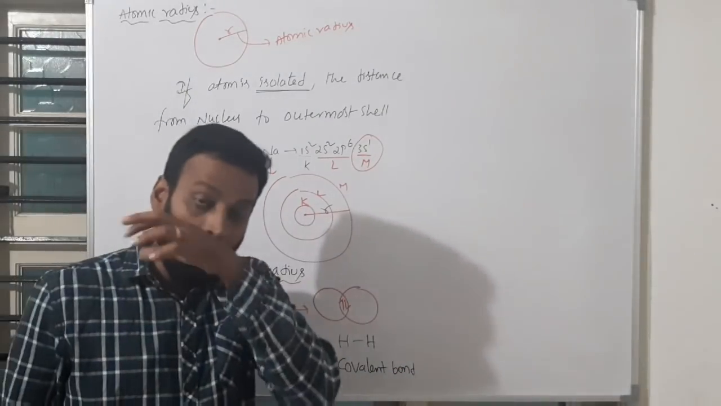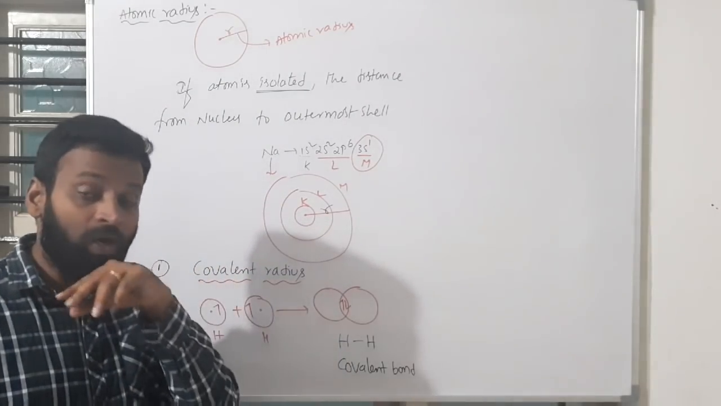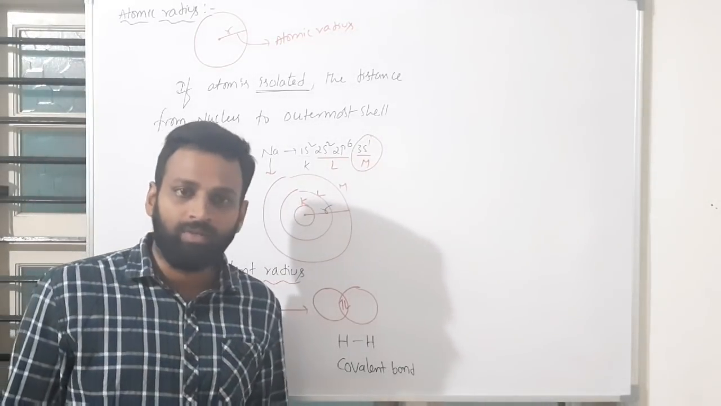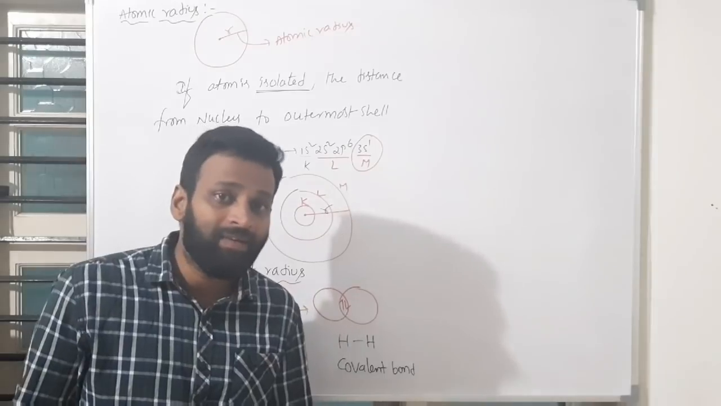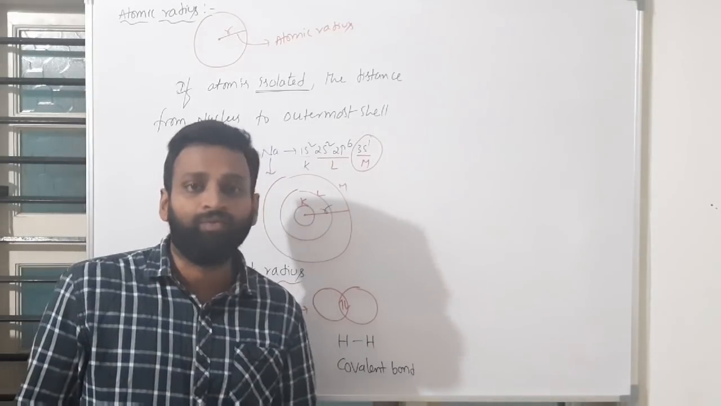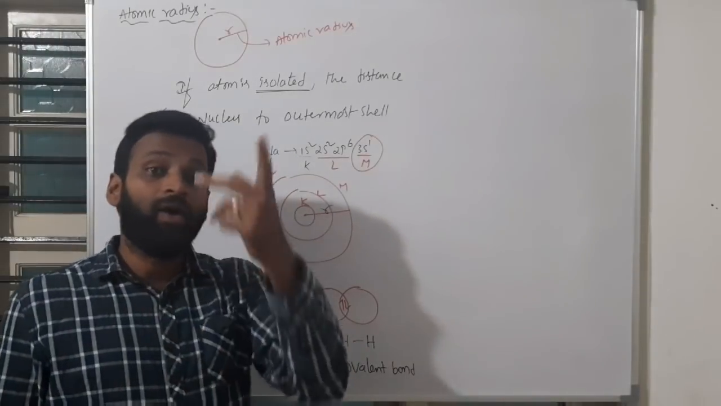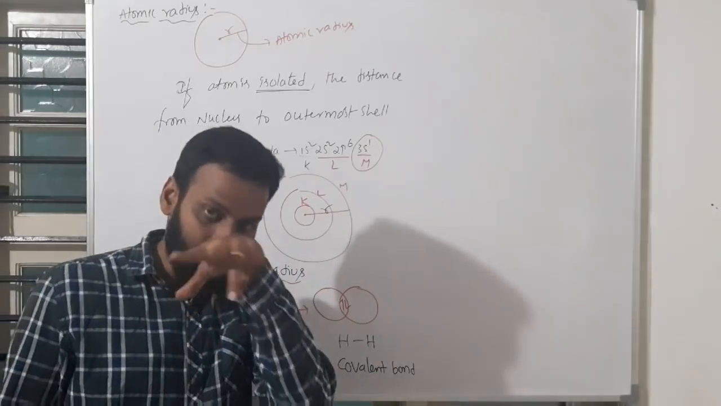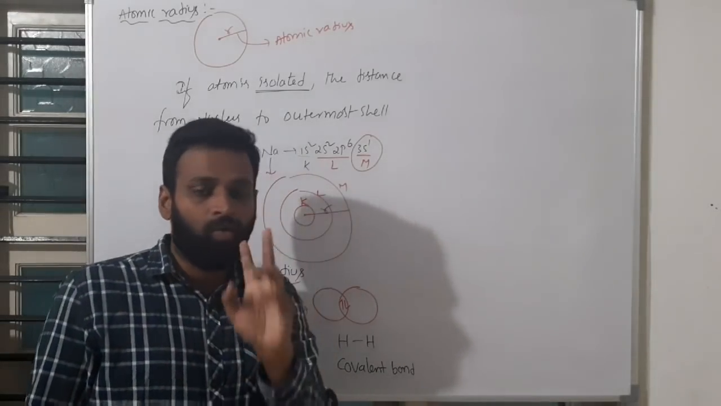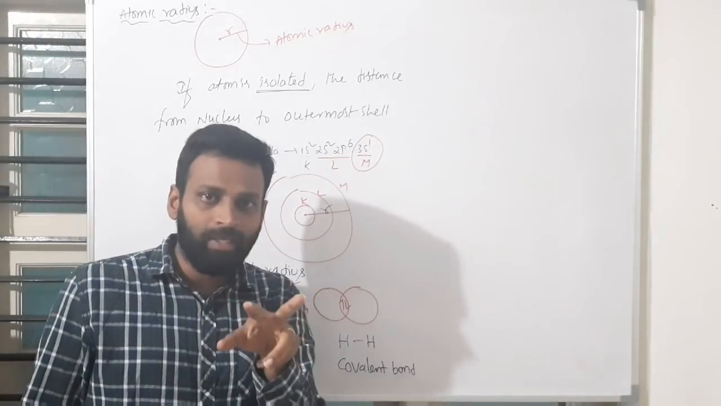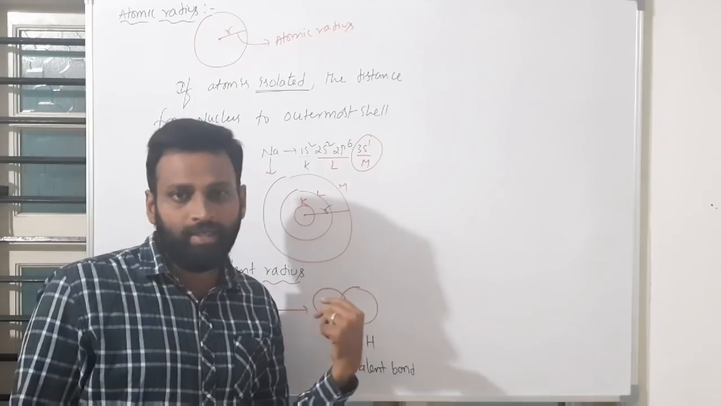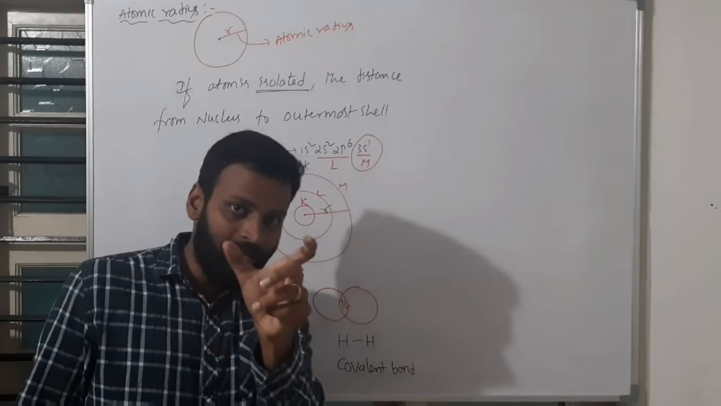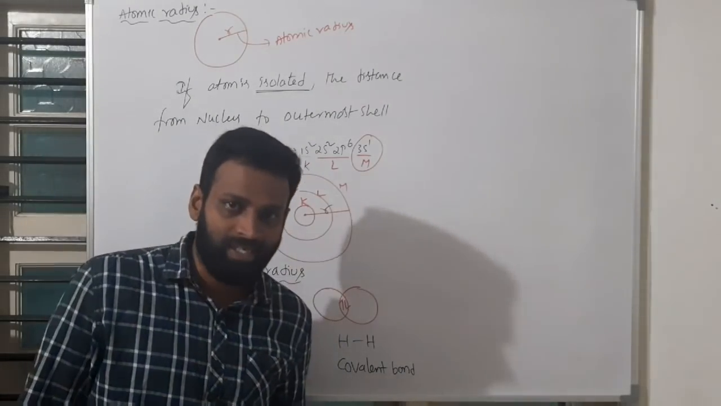Who will form covalent bonds? Non-metals. So non-metals form covalent bonds. Metals form metallic bonds. Gases have what? Van der Waals forces. Between metal and non-metal, ionic bond. So two non-metals form covalent bond. So in non-metal molecules, we will consider covalent radius. Between two metals, metallic radius we will consider. Between metal and non-metal, ionic bond will be there, no? So ionic radius we will consider.